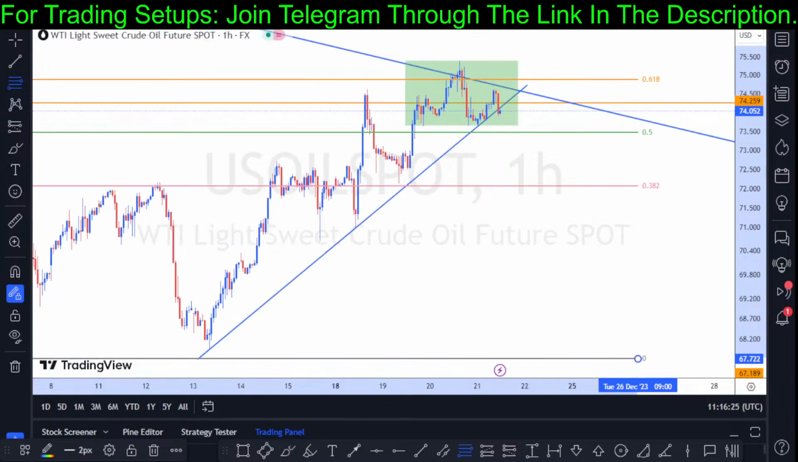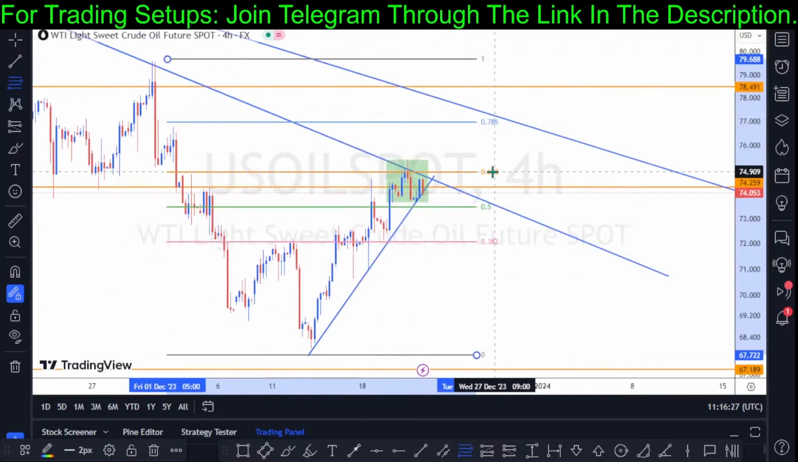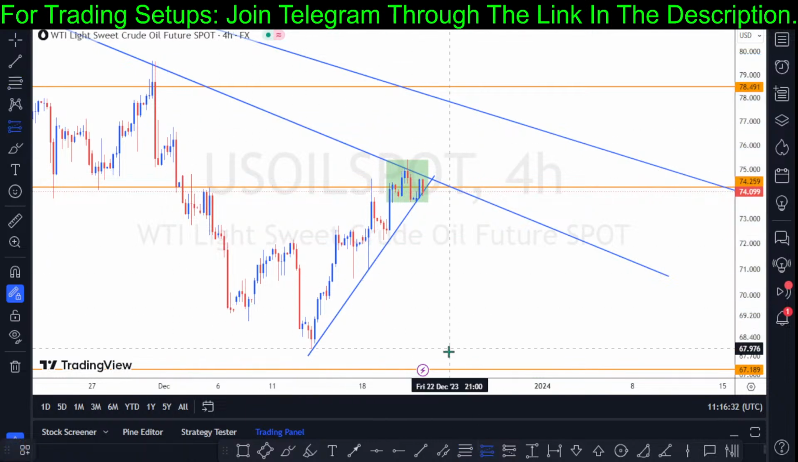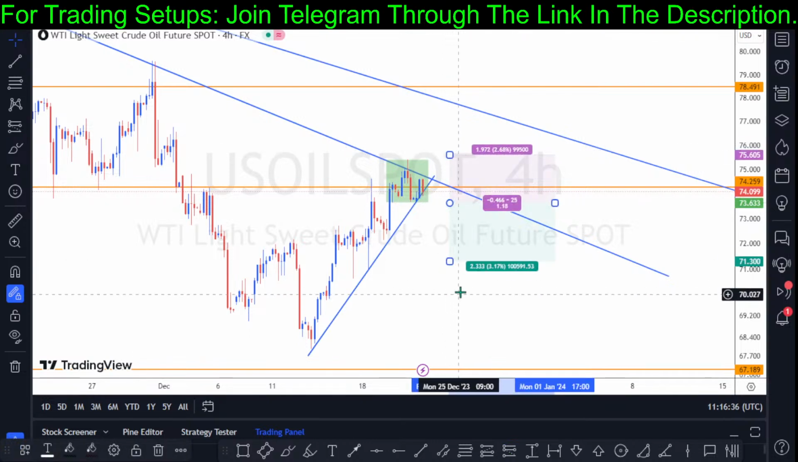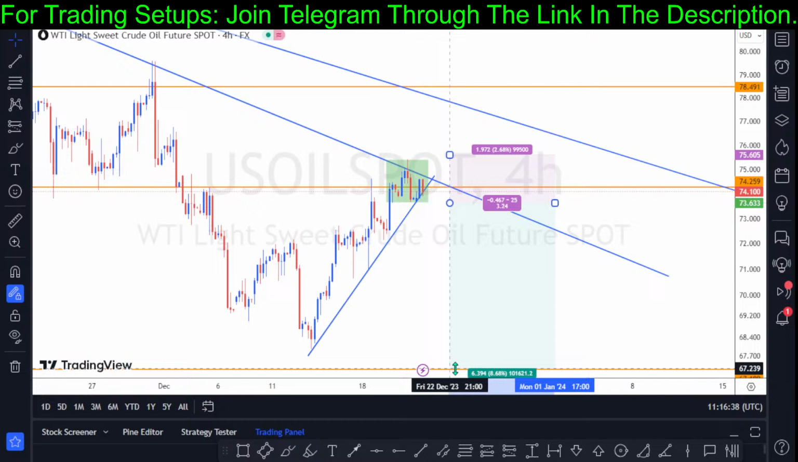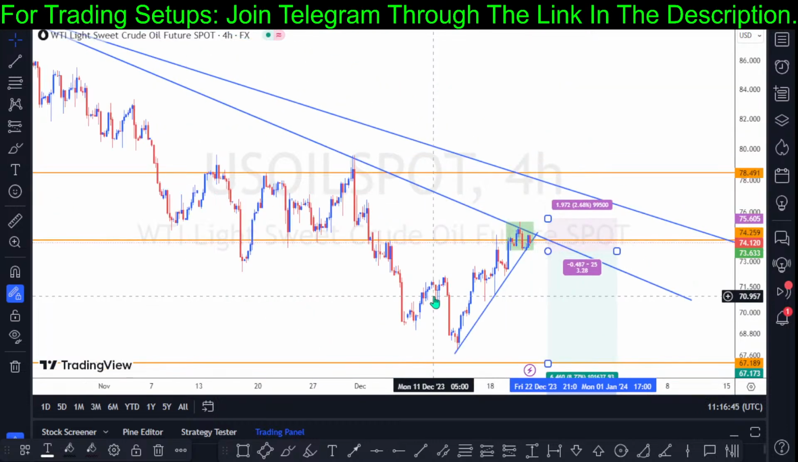Based on the 4-hour chart, I'm going to be looking out to execute my entry right from the break of the neckline, have my stop loss above, and target all the way down to the next key level structure. So this is going to be a 3.2 risk to reward ratio. All right, so that's my view on US oil.